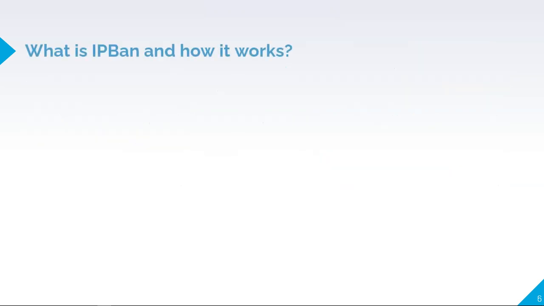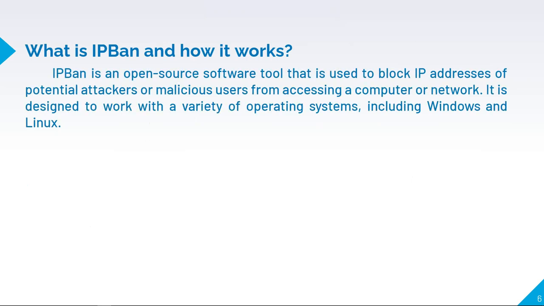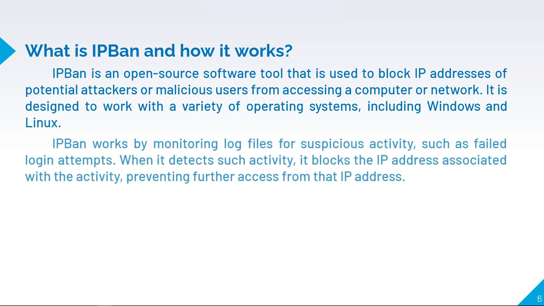What is IPBAN and how does it work? IPBAN is an open source software tool that is used to block IP addresses of potential attackers or malicious users from accessing a computer or network. It is designed to work with a variety of operating systems, including Windows and Linux. IPBAN works by monitoring log files for suspicious activity, such as failed login attempts. When it detects such activity, it blocks the IP address associated with the activity, preventing further access from that IP address.